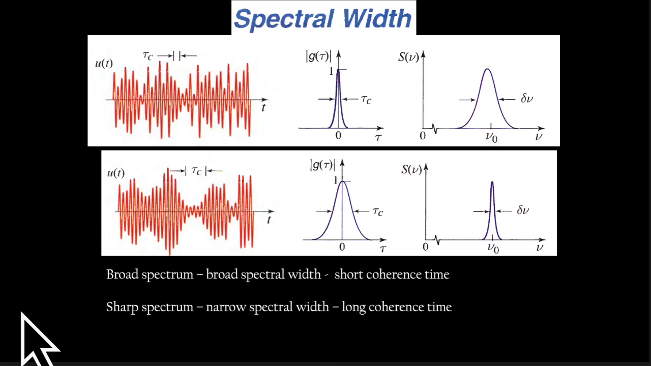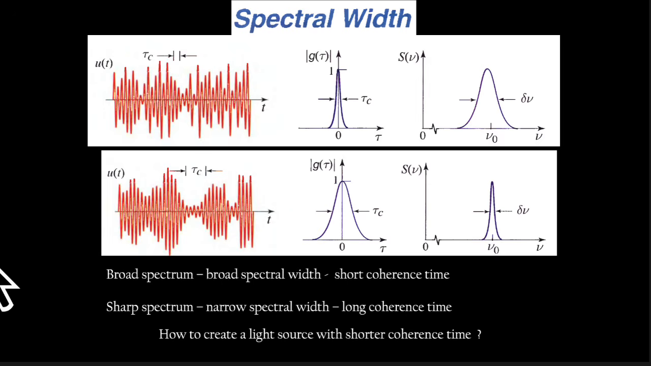Which means that a broad spectrum has broad spectral width and short coherence time, and a sharp spectrum has narrow spectral width and a long coherence time. So this gives us a distinction and also a connection between the width of the spectrum and the coherence time. This is also interestingly connected to the energy-time uncertainty in an interesting way, which we will revisit at some point of time.